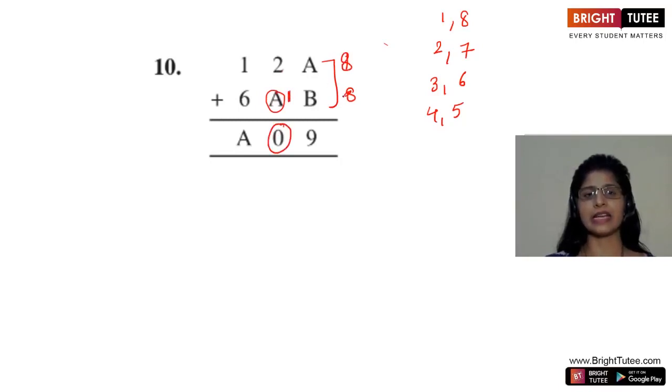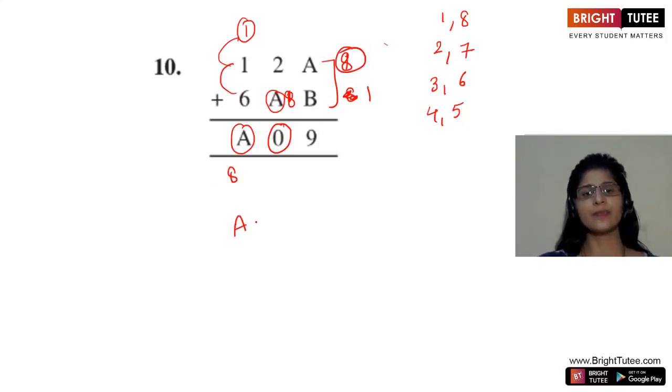I can write A as 8 and B as 1. So what I am getting? 8 plus 1 is 9. Then I write instead of A 8, 8 plus 2 is 10. Carry will be 1. So now 6 and 1, 7. 7 and 1, 8. So A should be 8 and here it is 8. So yes, this is verified. A value is 8 and B value is 1 in this question.